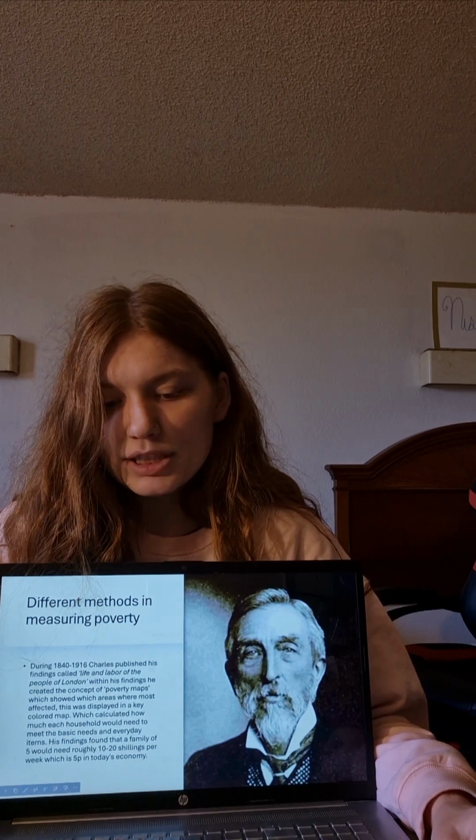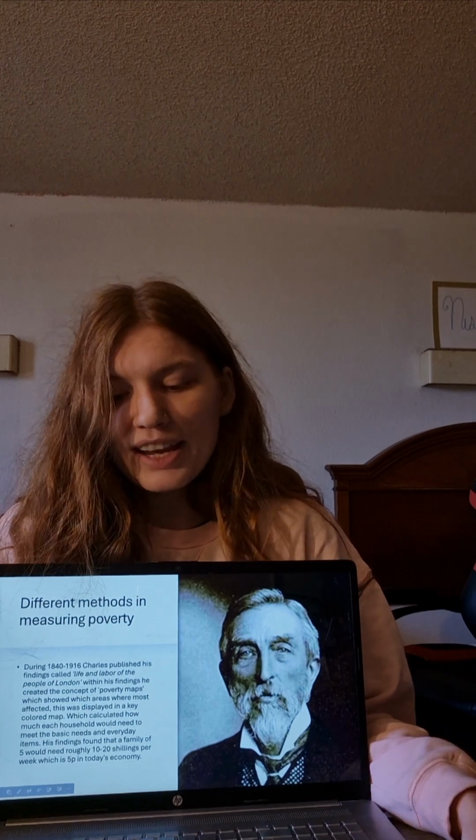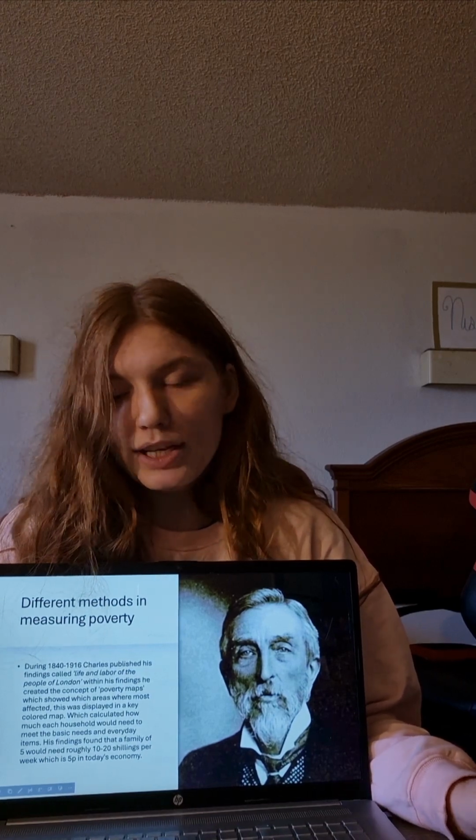Charles Booth. During 1840 and 1916, Charles published his findings called Life and Labour of People of London. Within his findings, he created the concept of poverty maps, which showed areas most affected. This was displayed in a key coloured map, which calculated how much a household would need to meet the basic needs of a family. His findings found that a family of 5 would roughly need 10 to 20 shillings per week to live comfortably. That is now 5p in today's economy.